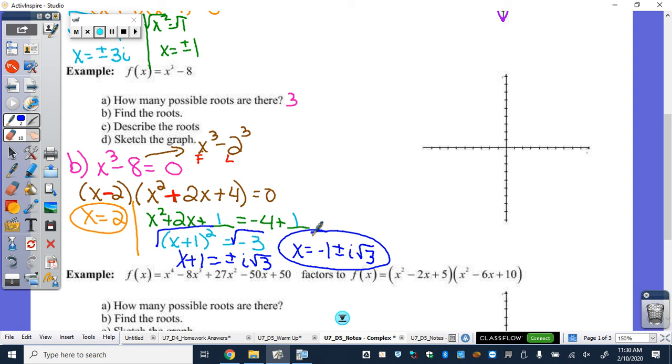So describing our roots, we have one real root and then 2 imaginaries. The negative 1 plus i radical 3, and then the negative 1 minus i radical 3.